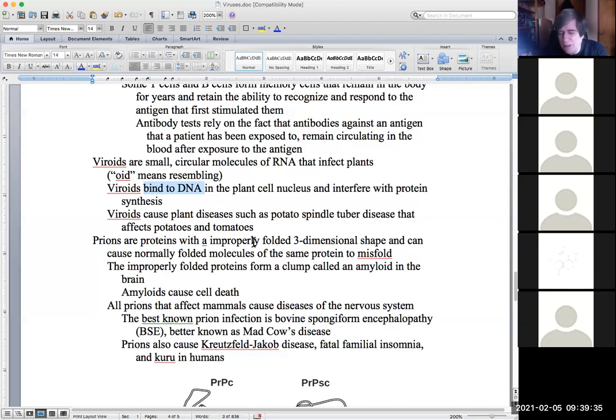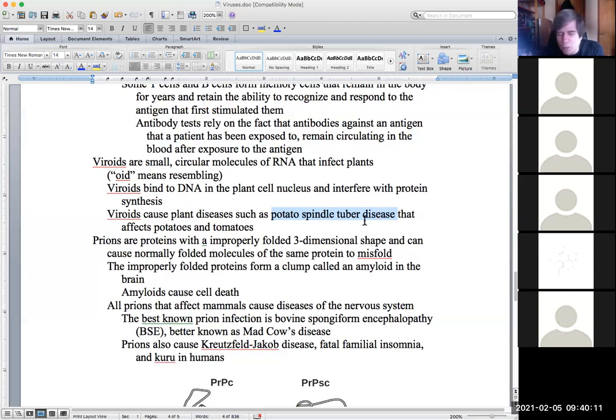They only affect plants. But some of them actually do have some important effects on agriculture by killing a lot of plants. For instance, there's something called potato spindle tuber disease. Potatoes are a type of plant part called a tuber. And in spindle tuber disease, the potatoes get kind of long and skinny. Not exactly like a French fry, but kind of more that shape than the typical oval or roundish shape that we associate with potatoes.